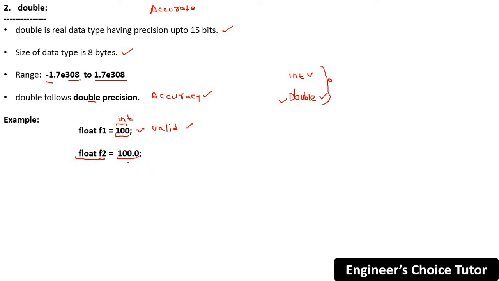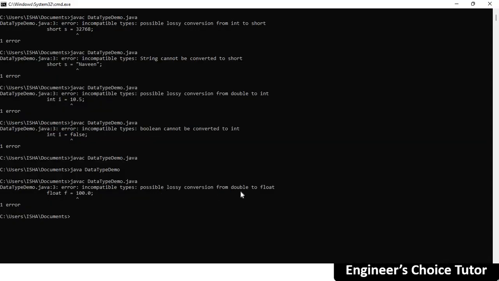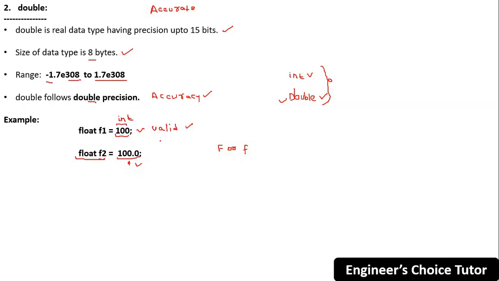If you want to make this a float, then you have to suffix this value with capital F or small f. Otherwise it will treat this value as double type, and you can't assign the double type into the float type. Double is 8 bytes and float is 4 bytes, right? You can't assign this. That is the reason you are getting this error here, possible lossy conversion from double to float. So this will give you a compile time error.